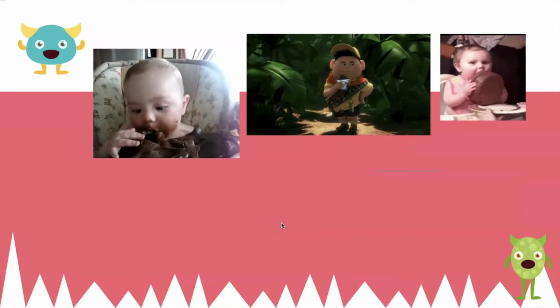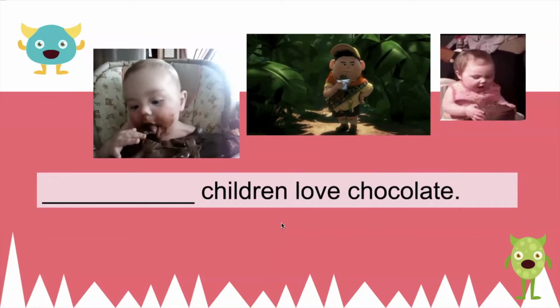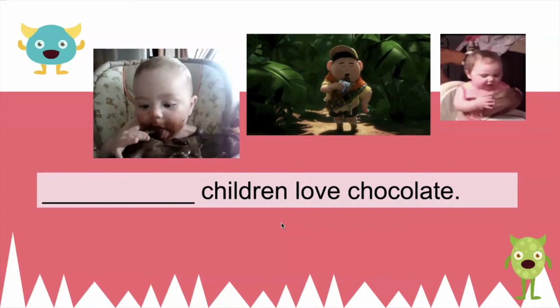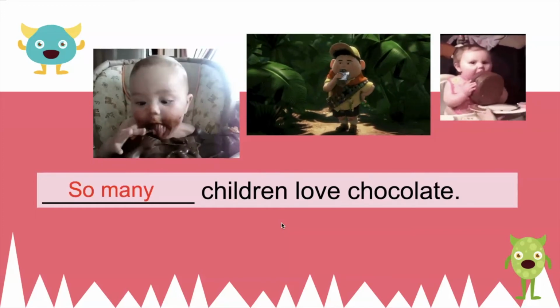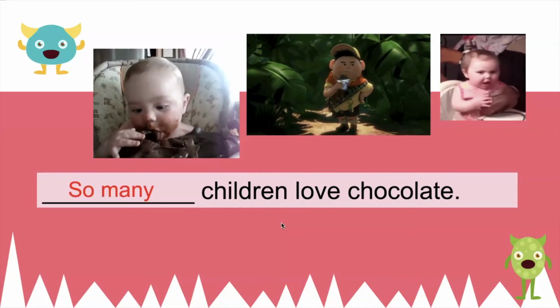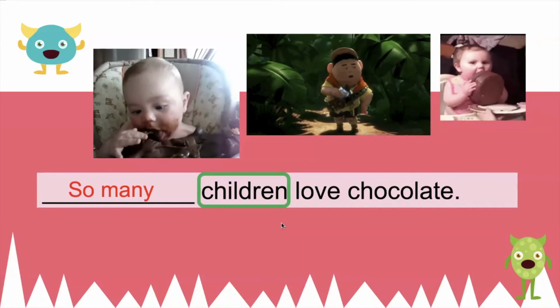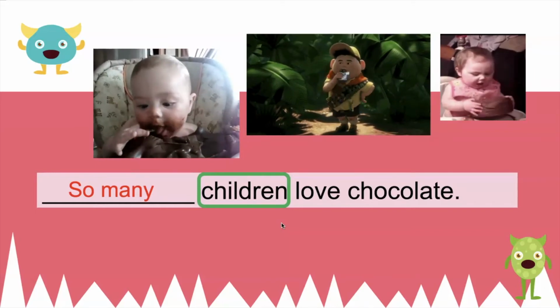Another example. Something children love chocolate. What would you use? So much or so many? Yes, you're right. So many children love chocolate. Why would you use so many? Yes, because children is a countable noun. That's why we use so many with it.